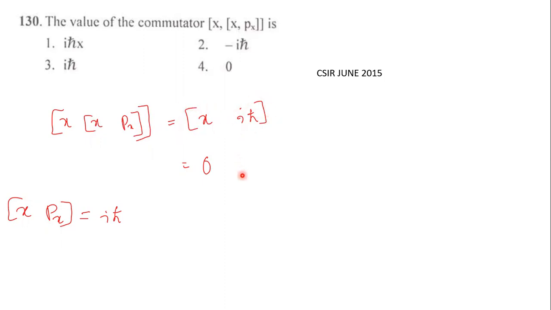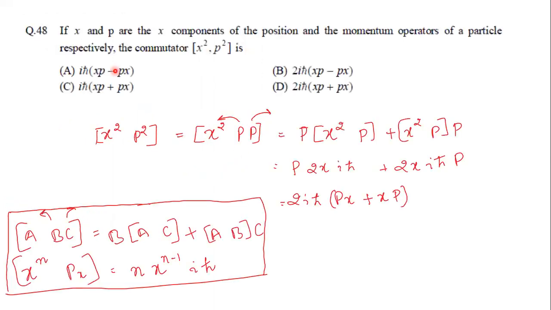One must also know that the commutator value will be 0 when the operators commute, for example when the commutator is written with a constant. An operator and a constant give the value 0. So here is one more problem we have.